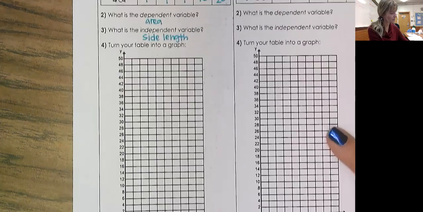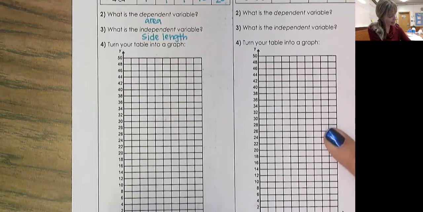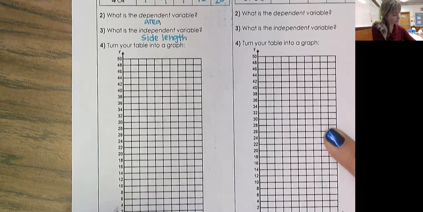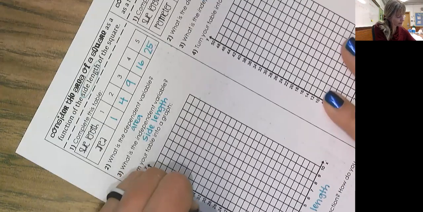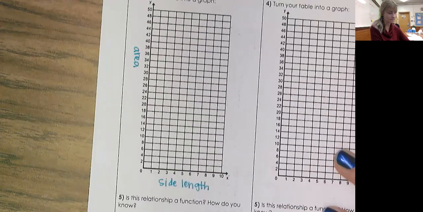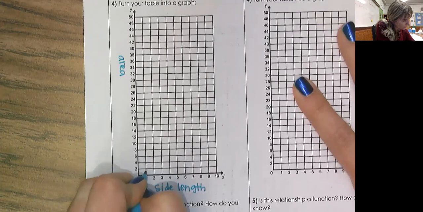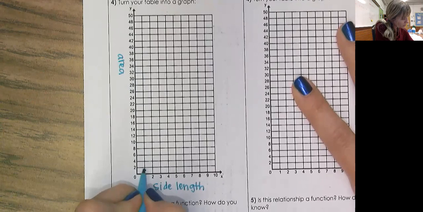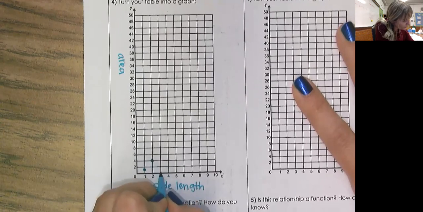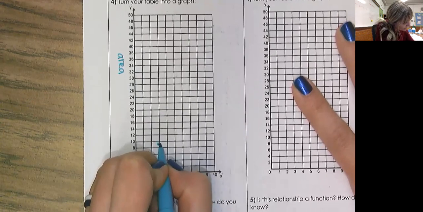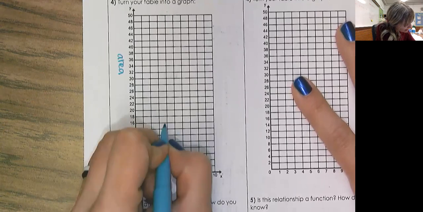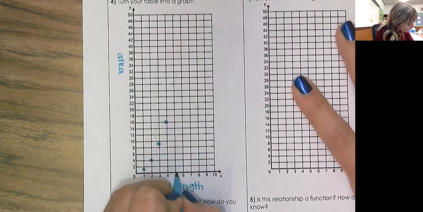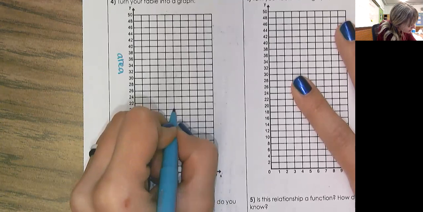There's lots of other types, but that means on my x-axis, I'm going to put side length. And on my y-axis, I'm going to put area. Okay. And then I'm going to plot those points. Side length of 1, notice they put a scale of 2 over here. So side length of 1 is 1, 2 is 4, 3 is 9, 4 is 16, 5 is 25.